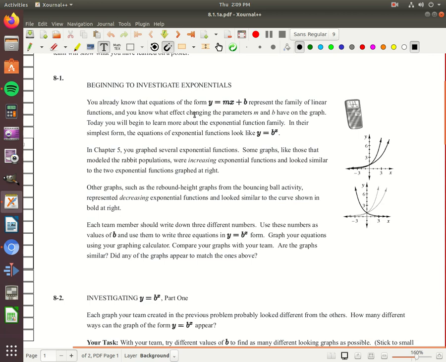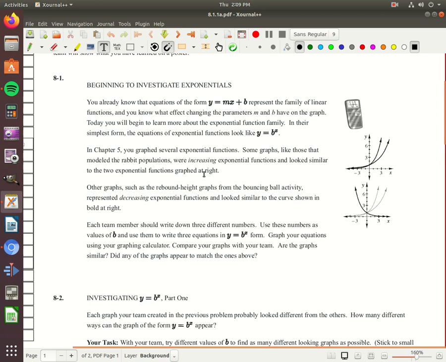You already know the equations of the form y equals mx plus b represent the family of linear functions, and you know what effect changing the parameters m and b have on the graph. Today you will begin to learn more about the exponential function family. In their simplest form, the equations of exponential functions look like y equals b to the x.